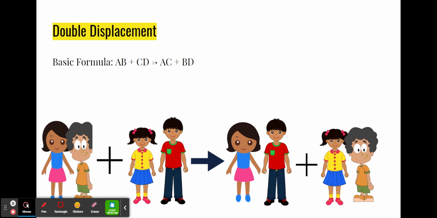Then we have the double displacement, also known as double replacement reaction. The basic formula is AB plus CD gives you AC plus BD. Key things to remember is that double displacement always starts with two separate compounds. Always. Two separate compounds. And then you're going to end up with two new compounds, just with a different rearrangement of the elements. So a metal will switch with a metal, or a non-metal will switch with a non-metal.